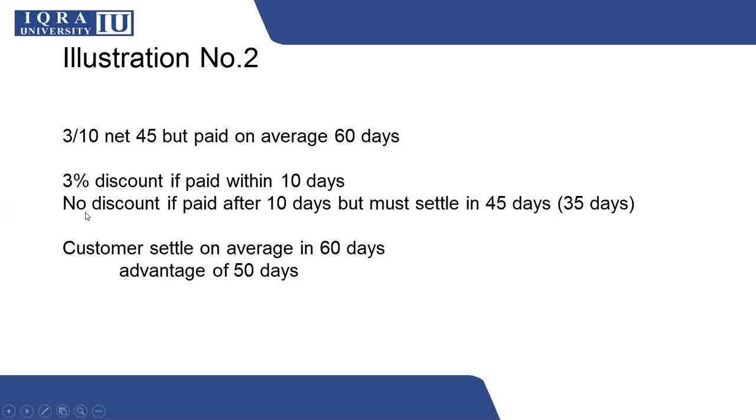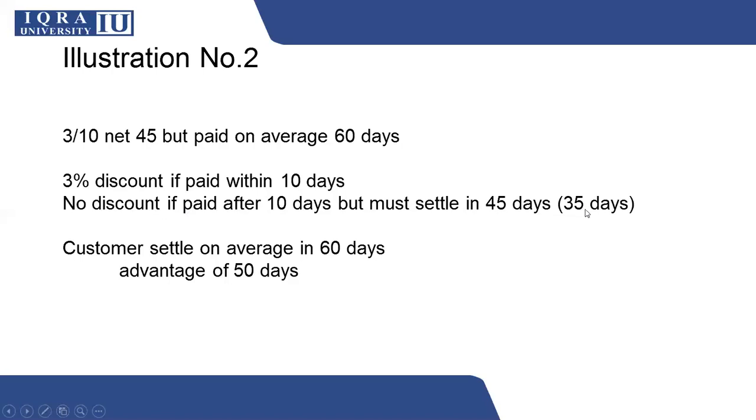So we are already familiar with this one: no discount if paid after 10 days, because 10 days was the discount term which was given, but you must settle in 45 days, the total duration. If you are settling it in 45 days and not availing the discount, it means that you are further taking advantage of 35 days. How am I reaching 35 days? It is 45 days minus these 10 days, because you can stretch this amount for the additional 35 days.